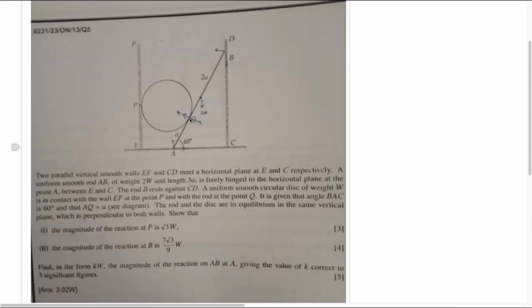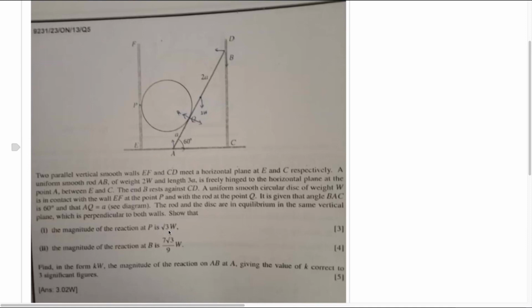It is given that the angle BAC is 60 degrees, and that AQ equals A. AQ here to here is A. So that means the other side is 2A, yeah? Altogether 3A. The rod and the disc are in equilibrium, in the same vertical plane, which is perpendicular to both walls. Show that the magnitude of the reaction at P is square root 3W.